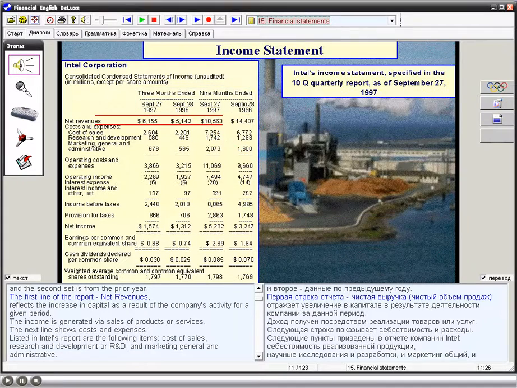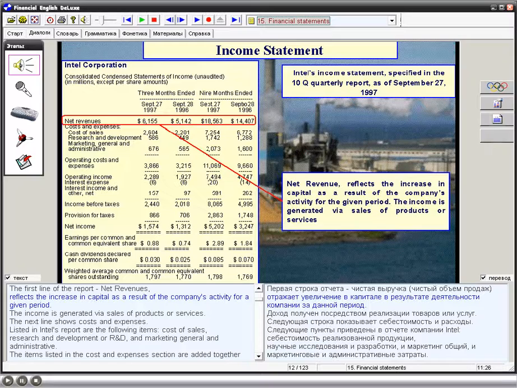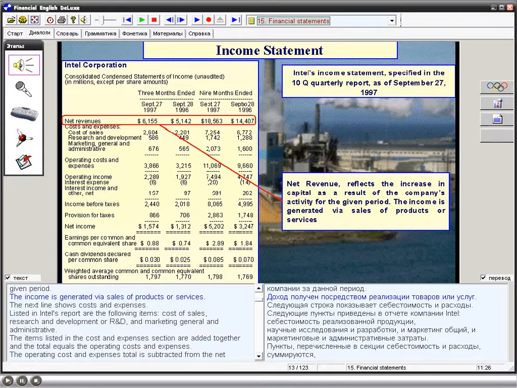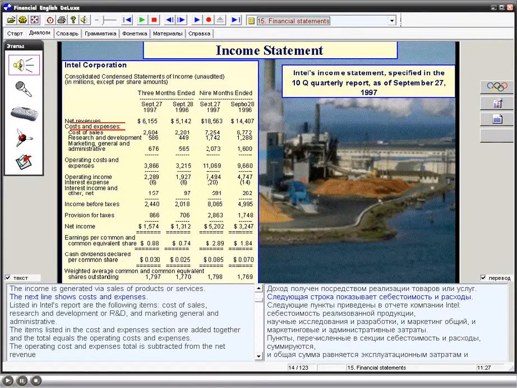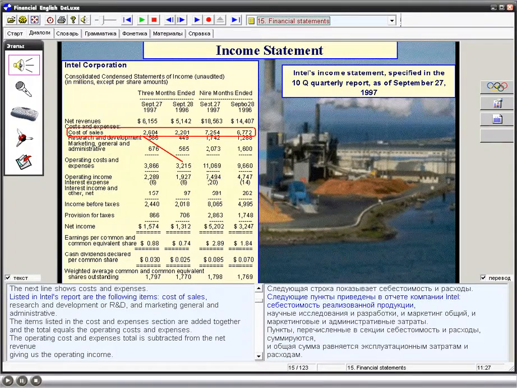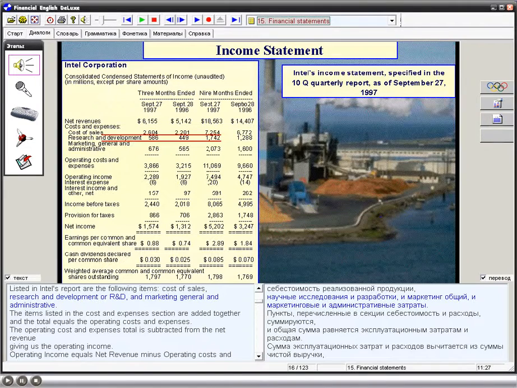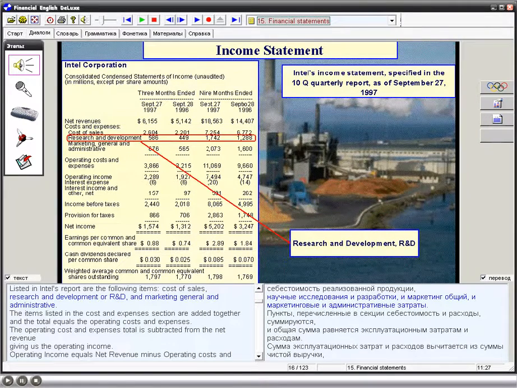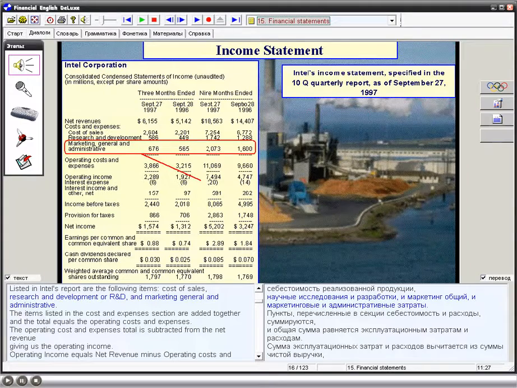The first line of the report, net revenues, reflects the increase in capital as a result of the company's activity for a given period. The income is generated via sales of products or services. The next line shows costs and expenses. Listed in Intel's report are the following items: cost of sales, research and development or R&D, and marketing, general, and administrative.